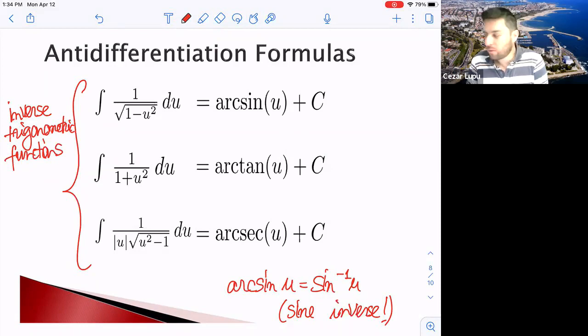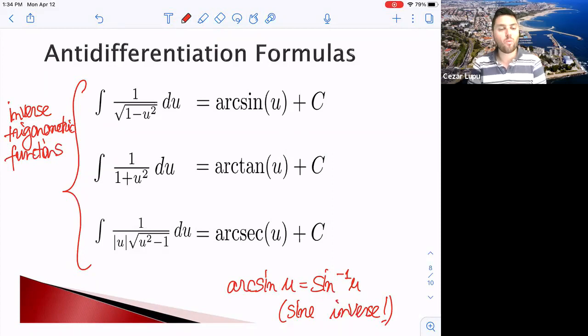So, in other words, the integral of 1 over the square root of 1 minus u squared du is nothing else than just the arcsine of u plus c. Why? Well, if you take the derivative of arcsine of u, and we actually proved this, if I remember correctly, some lectures ago, the derivative of arcsine of u is nothing else than just 1 over square root of 1 minus u squared. Great. The same thing goes for the arctangent and arcsecant.